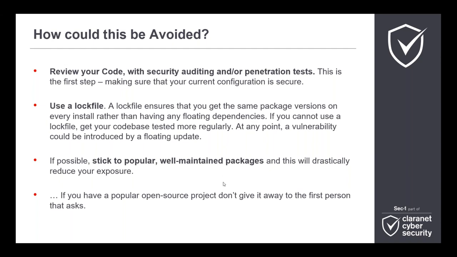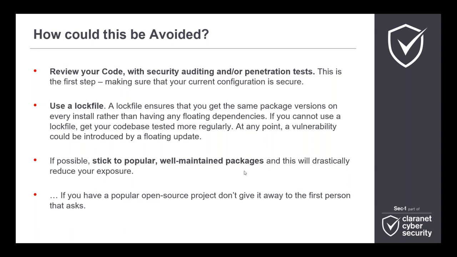So a lock file ensures that you get the same package version on every install. It avoids any of the issues with floating dependencies, as mentioned. And if you can't use a lock file, it's pretty recommended that you get your code base tested more regularly, because all kinds of things can happen. It can change interactions between code. It might not necessarily introduce a direct vulnerability. It might not be a supply chain issue, but it might have one small security artifact that can be chained with another.